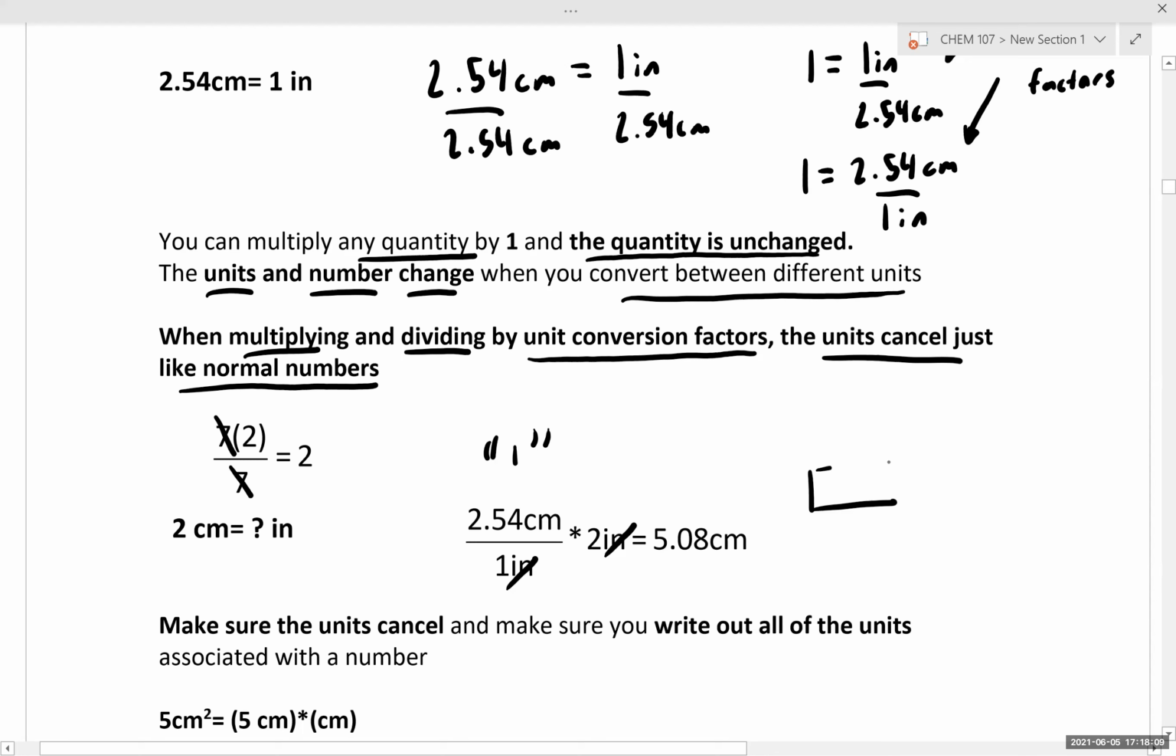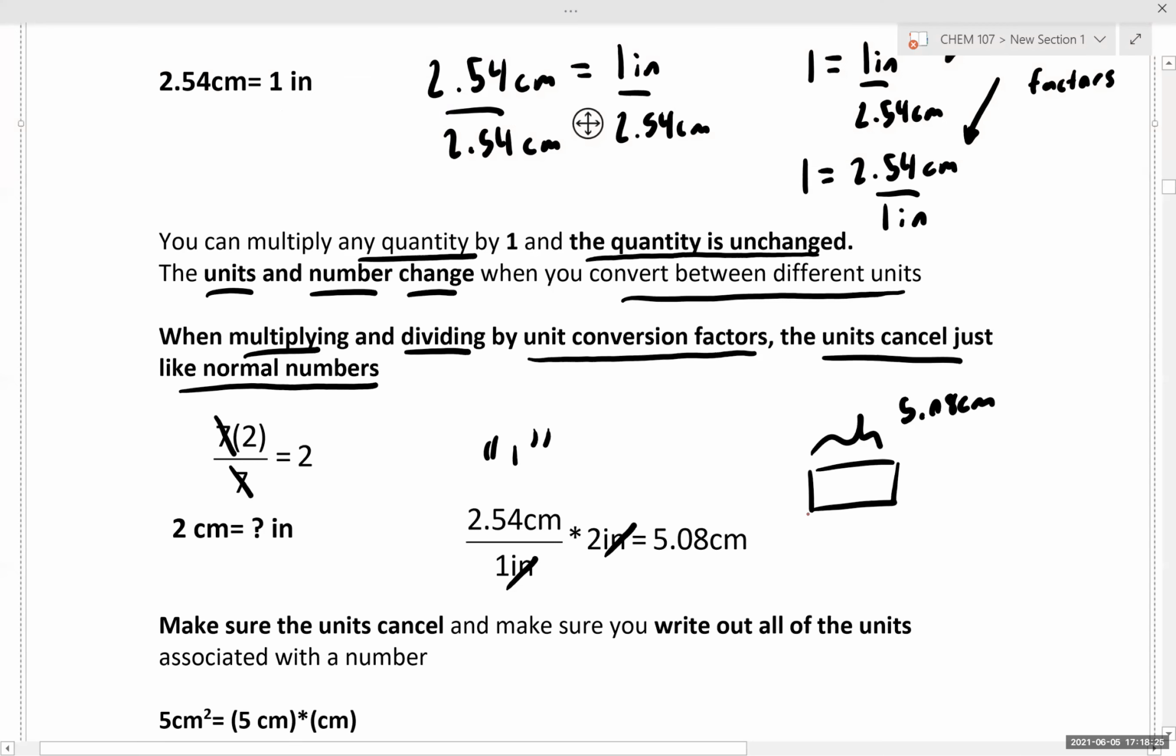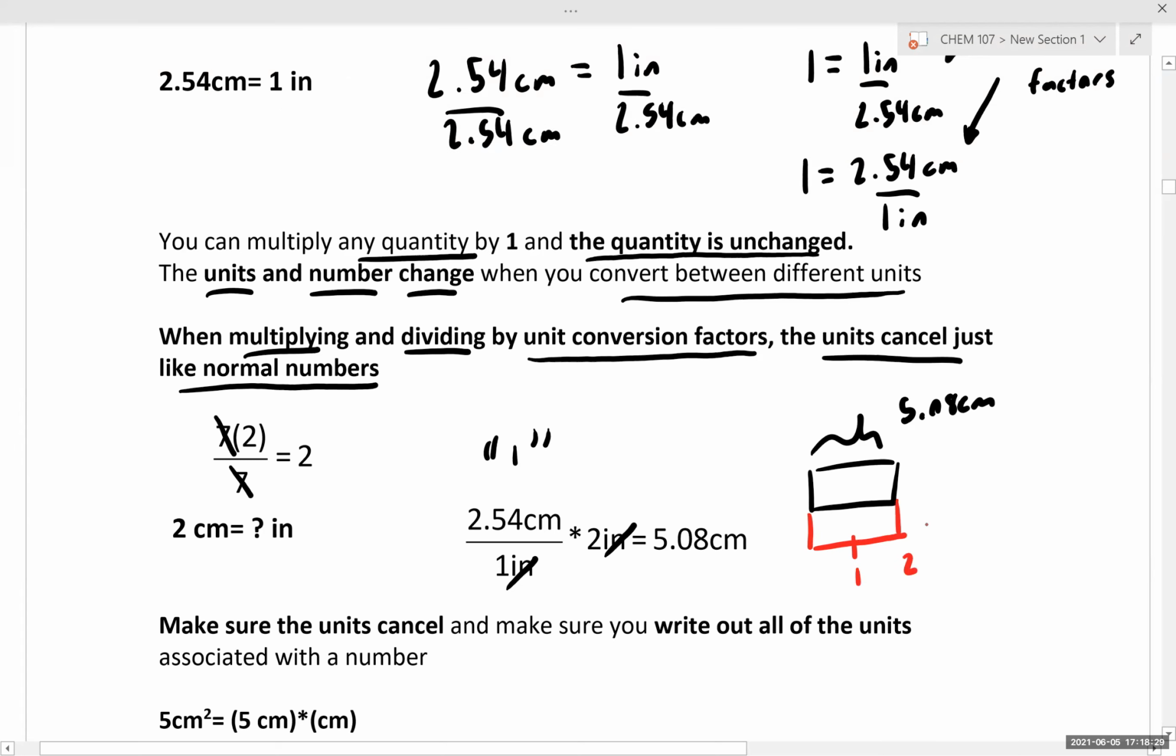So if we were to make just like an overlay, if this distance is 5.08 centimeters, and you put an inch ruler right next to it, 2 inches is describing the same amount of distance, the same quantity. We just have a different number and a different unit.